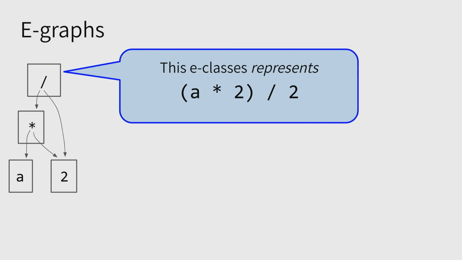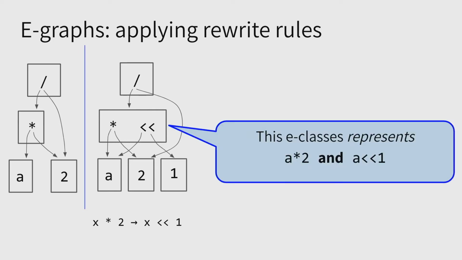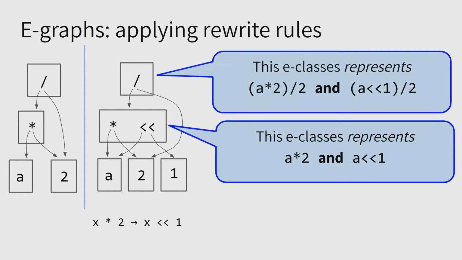So we want to be able to apply transformations, apply these rewrites. Remember, our whole goal was to avoid worrying about which rewrite to apply when. And essentially, it works basically the same way. So here we have our x times 2 goes to x left shift 1 rewrite. The difference, though, is that when we rewrite on an eGraph, we're not going to throw anything away. So this eGraph, after applying this rewrite, what we did is we found that multiplication node, and we added the left shift in. So now that middle E-class represents both A times 2 and A left shift 1. So that one E-class represents both these programs. And as a consequence, the root E-class represents A times 2 over 2 and A left shift 1 over 2.